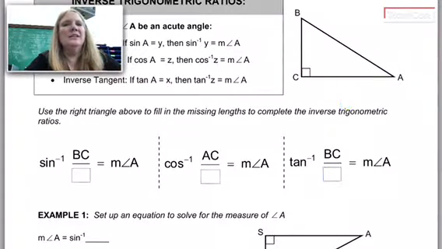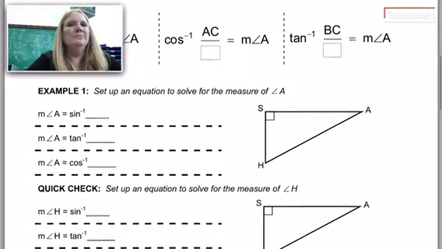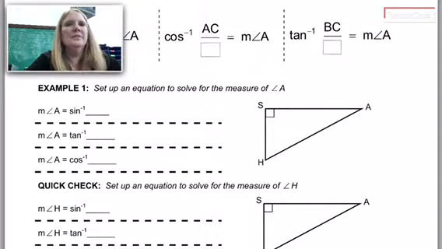All right, let's look at an example to solve. So example 1. The measure of angle A is equal to the inverse sine of. So if we're looking at A, again, they're just wanting us to put the sides now. We don't have any values for the sides yet. So that is opposite, so that's going to be SH over the hypotenuse, which is HA.